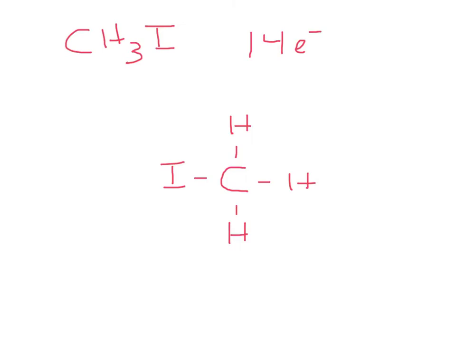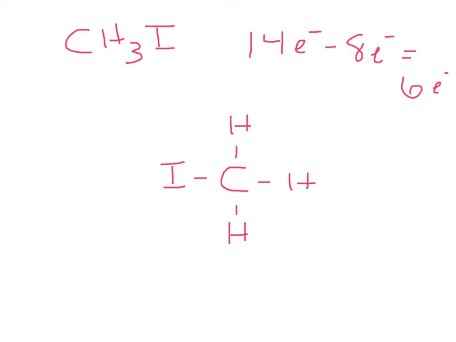Once we arrange our atoms, we can go ahead and connect those atoms together with single covalent bonds. Remember, every single covalent bond represents 2 shared electrons. So by placing 4 single covalent bonds, we've placed 8 electrons in our diagram. So of our 14 that we need to place, we've now placed 8. We have 6 electrons that are left over. So where are they going to go?